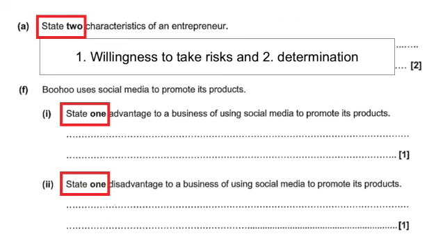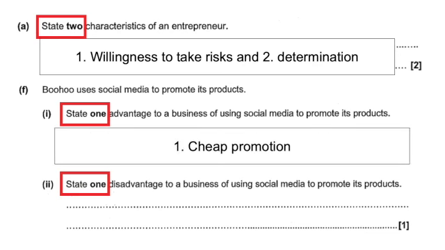The next one, state 1 advantage to a business of using social media to promote its products. Cheap promotion. There you go. Again, straight to the point. It's a valid point, it's a valid advantage. I don't need to write any more, so move on.